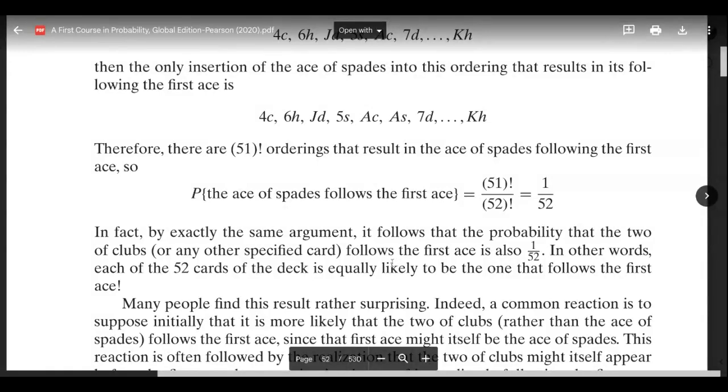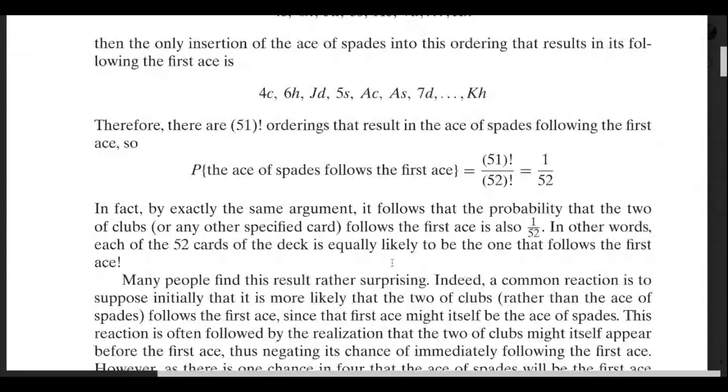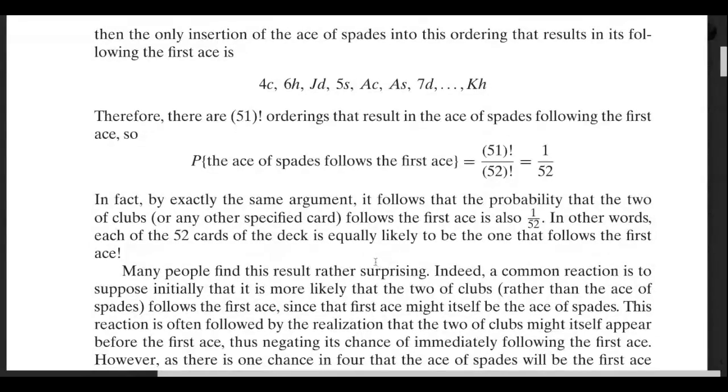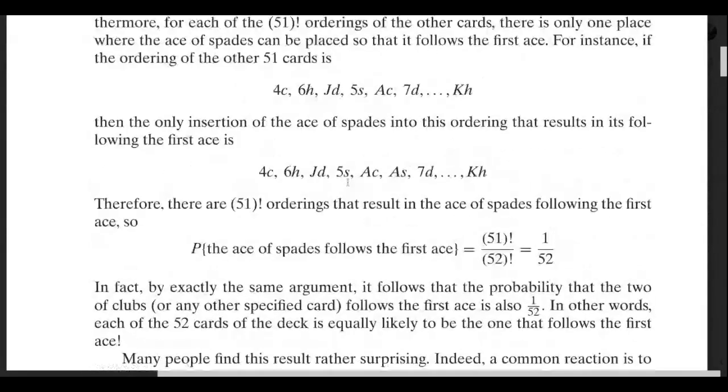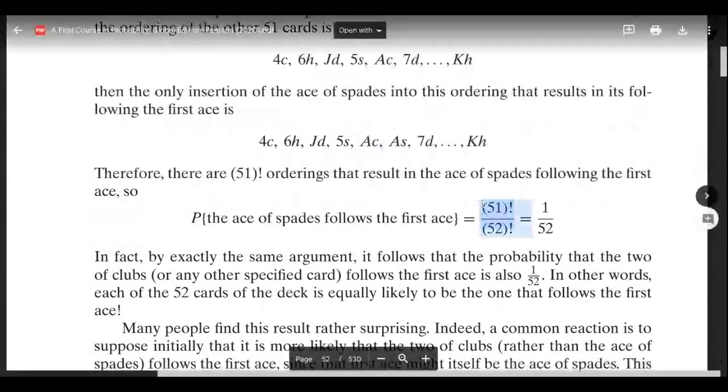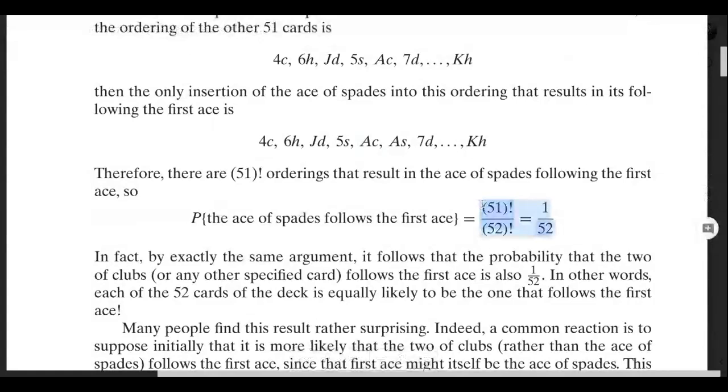By the same argument, the probability for the two of clubs is the same thing. Think about the two of clubs: except for the two of clubs, the 51 cards in the deck also have 51 factorial permutations, and then the two of clubs has to appear right after the ace. So the probability should be the same: 51 factorial divided by 52 factorial simplifies to 1 out of 52. In other words, each of the 52 cards in the deck is equally likely to be the one that follows the first ace.